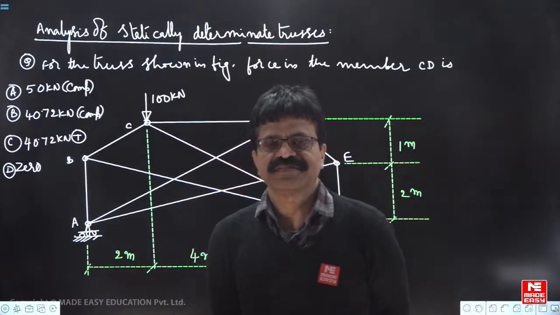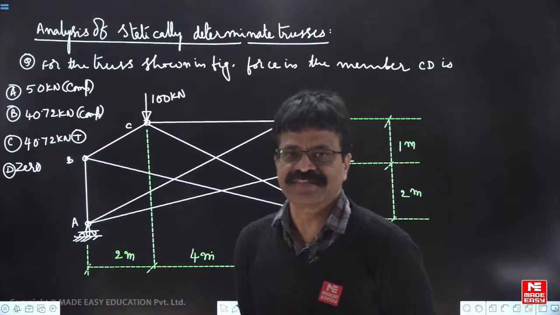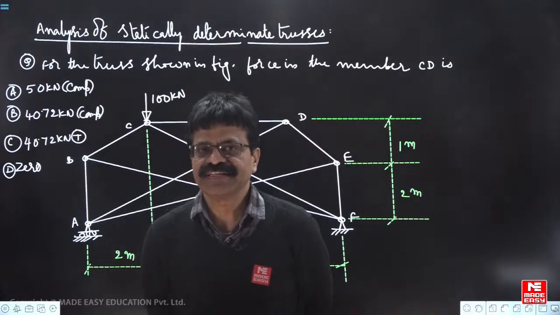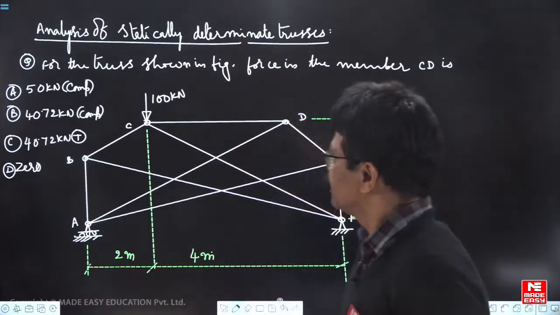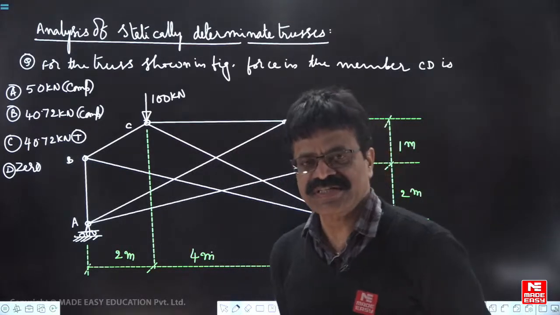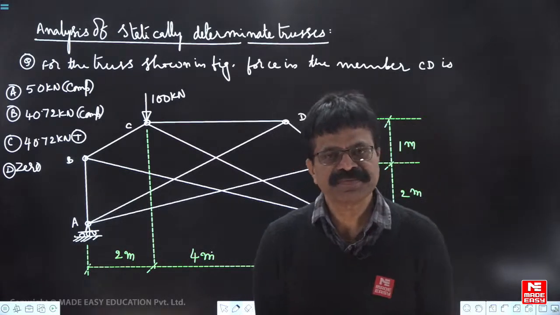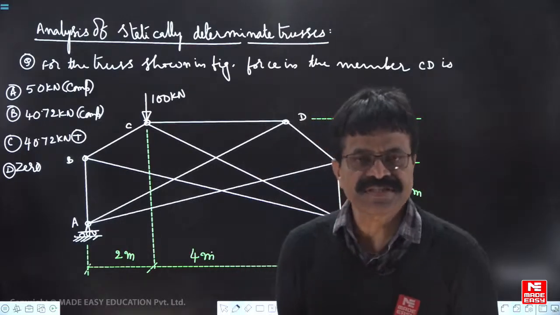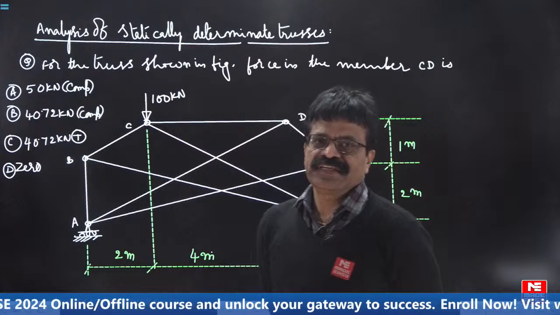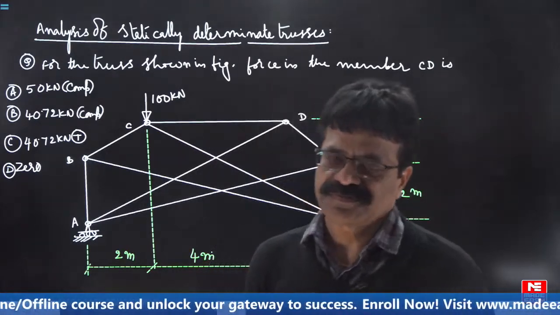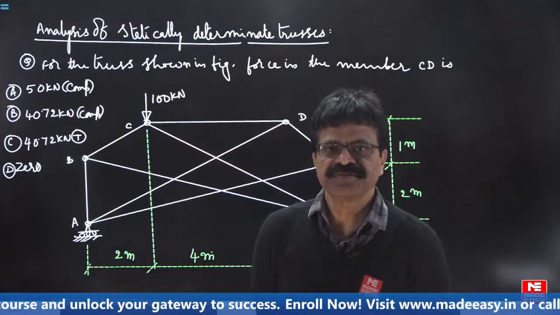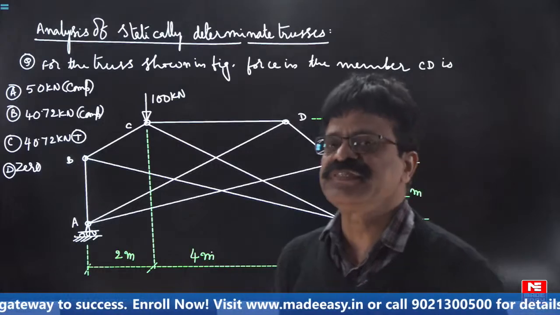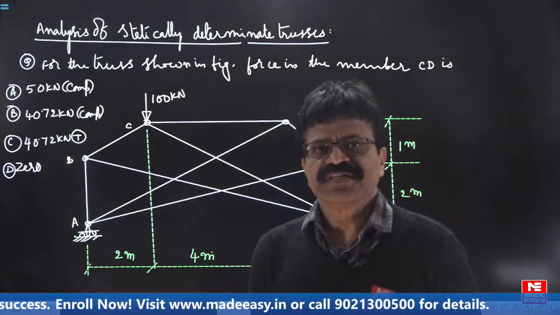There we have learnt how many ways there are to detect whether a member force is 0 or not. There are 4 ways. One is if 2 non-collinear members meet with no external loads at the joint, forces in both members are 0. If 3 members are meeting and 2 members are collinear, force in the third member is 0. Then if panel shear force is 0, force in the inclined member in that panel is 0. Fourth one is if the deformation in any member is 0, then force in that member has to be 0. That is what we have learnt.